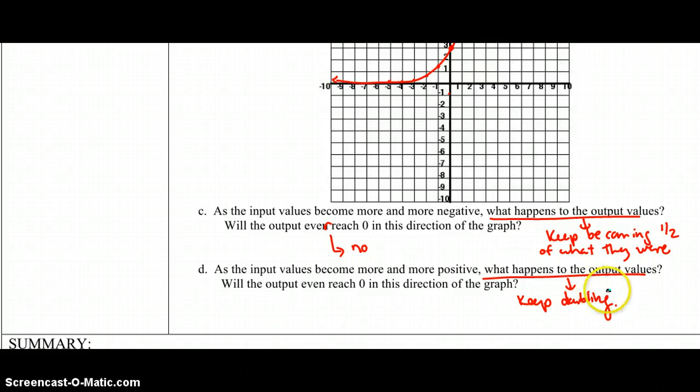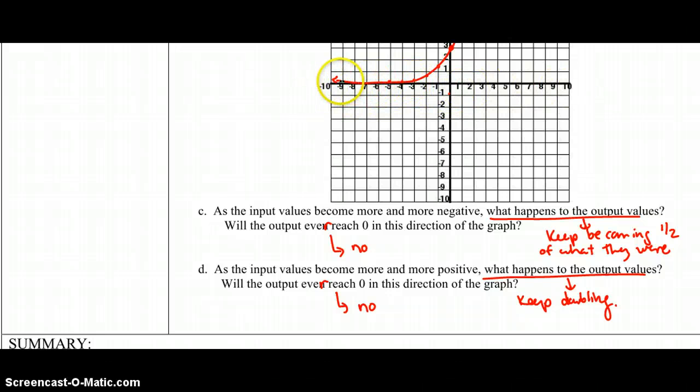So our table ended at 24, and if we double, we'll get 48, and if we double again, we'll get 96, and so on. And so again, we're asked, will the output ever reach 0 in this direction of the graph? And the answer to that question is also no. Okay, so in this case, as we're looking at the graph, there are not going to be any x-intercepts.